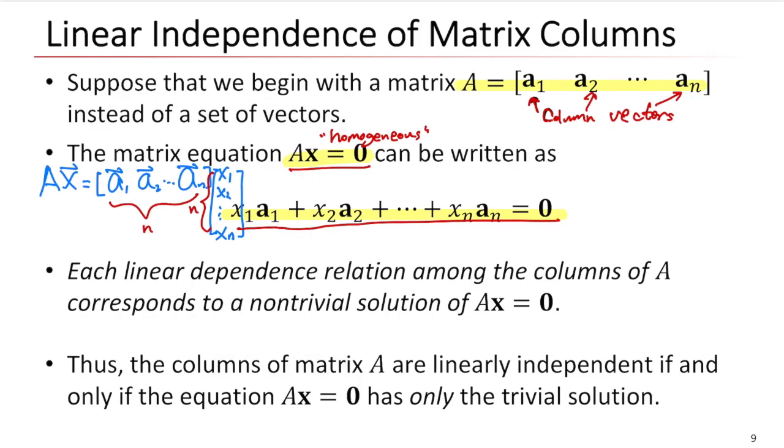So what does it mean? Each linear dependence relation among the columns of A corresponds to a non-trivial solution of Ax equals 0. We already discussed this, right? So a non-trivial solution of Ax equals 0 corresponds to a linear dependence relation among the columns of the matrix A.